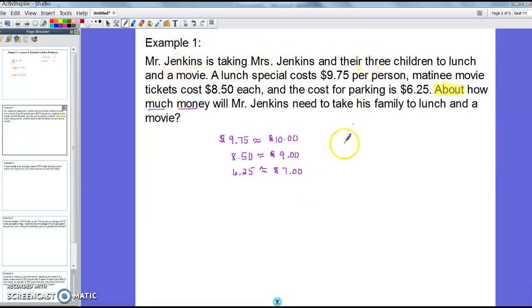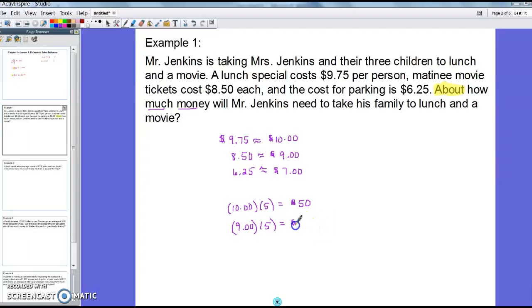There are a total of 5 of them: Mr. and Mrs. Jenkins and their 3 children. A lunch special costs $9.75 per person, so $10 per person, and there's 5 of them. So that is a total of $50. And they each need to get a ticket for the movie. So we've got $9 for each ticket, and there's 5 of them.